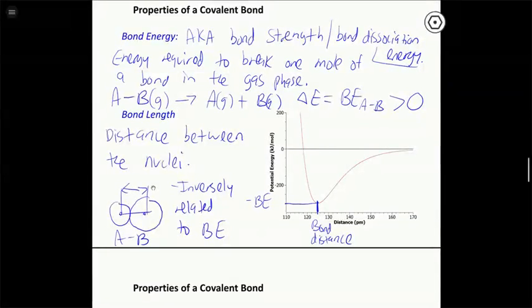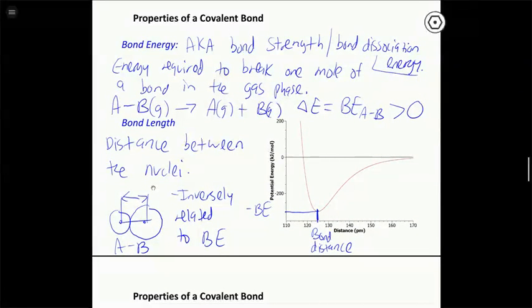So those are the key properties of a covalent bond we want to be interested in: the bond energy and the bond length. How far apart the two atoms are when they're bonded to each other, and how strong is the interaction between them. And as I said, generally speaking, there's an inverse relationship.